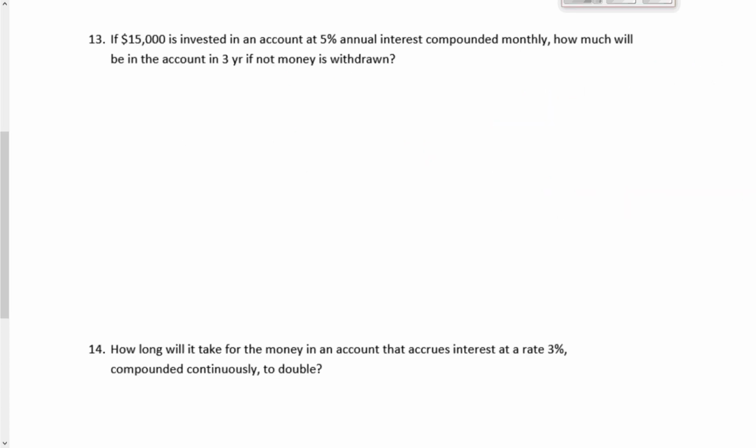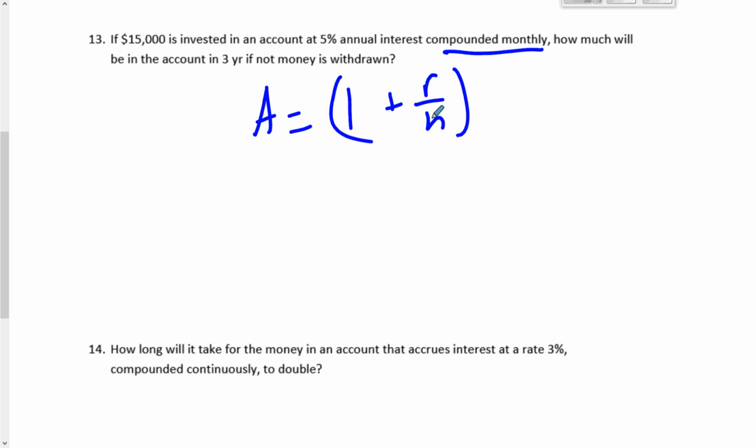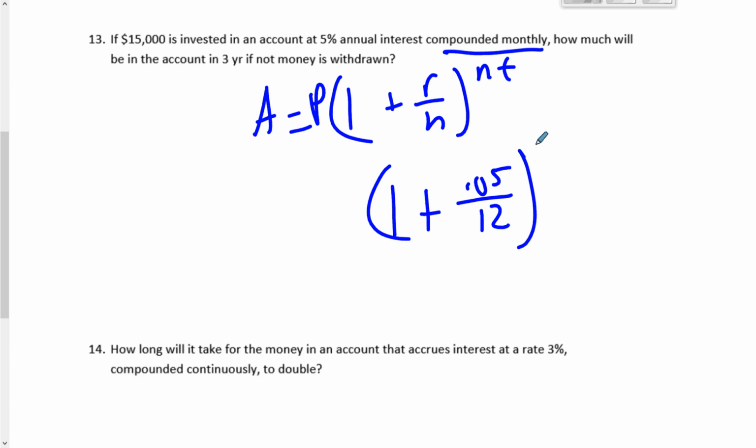Okay, so here's another one. How about $15,000 at 5%, compounded monthly, so that means we're not using A perk anymore. We're using the 1 plus r over n times our principal raised to the n times t. n is how many times it's compounded in a year, so that's 12. So we have 1 plus our rate, which is 0.05 over 12. And then once we add those together, we're going to raise it to n, which is 12, times how many years we were doing this for, and that is 3 years. So that is 36, right? 3 times 12 is 36, and then we'll times that by our principal, 15,000.